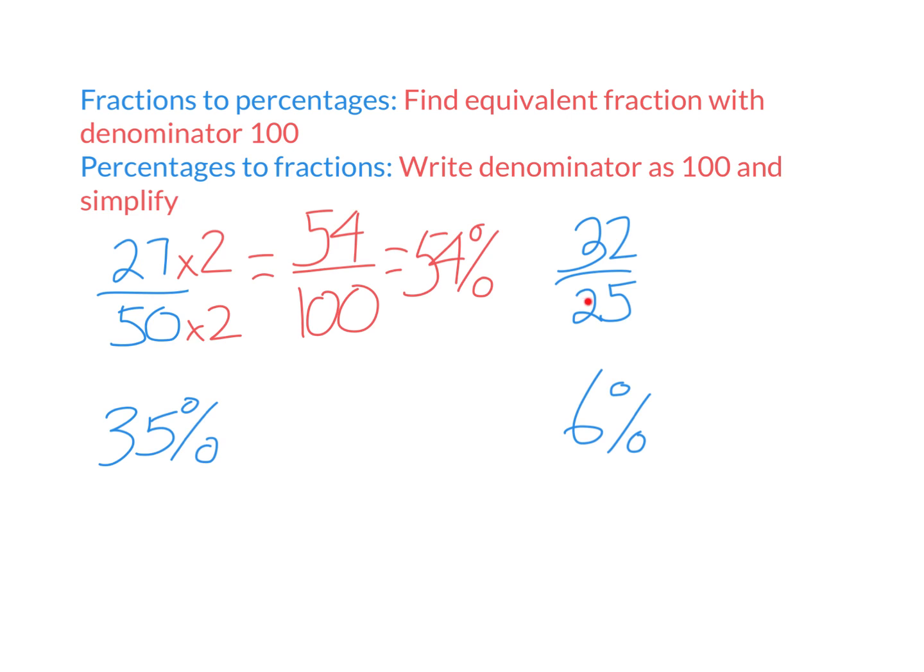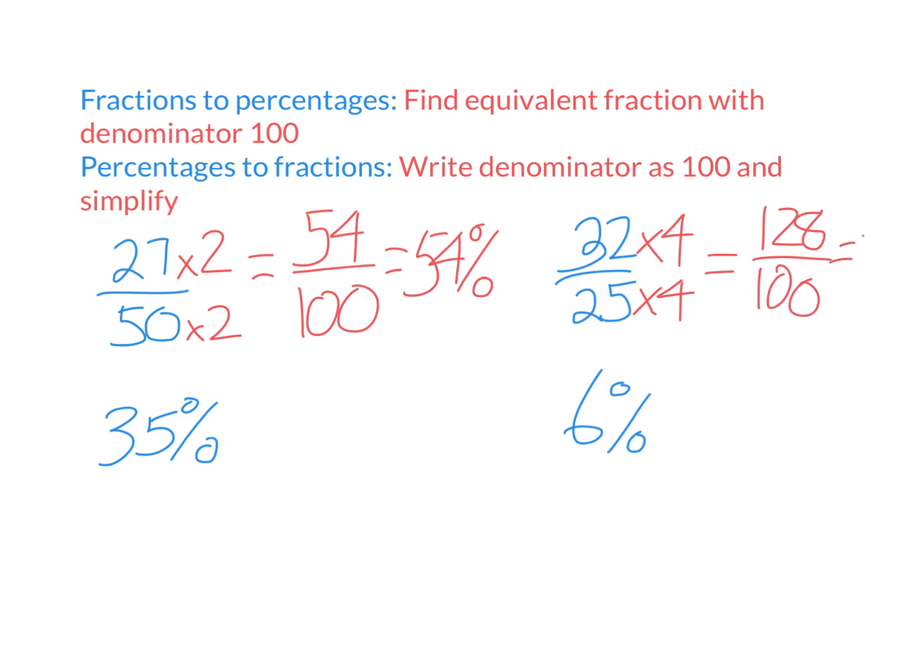So I want to make the denominator 100. So 25 needs to be multiplied by 4 to get to 100. What you do to the bottom, you must do to the top. So 32 times 4. Remember, timesing by 4, quick way, double it again. Double 32, you get 64. Double it again, you get 128. So 32 times 4 is 128. 25 times 4 is 100.